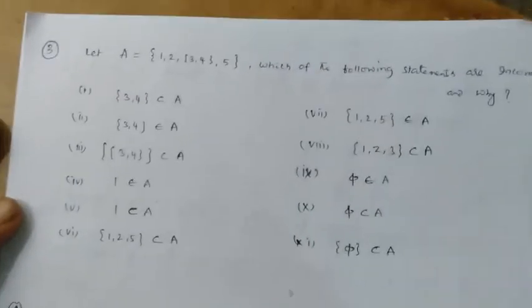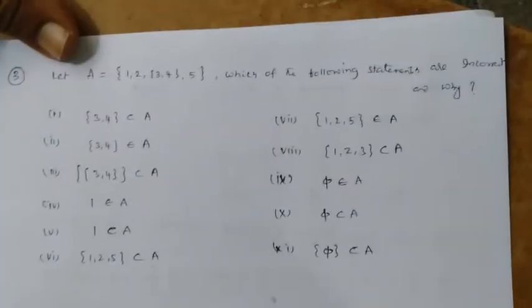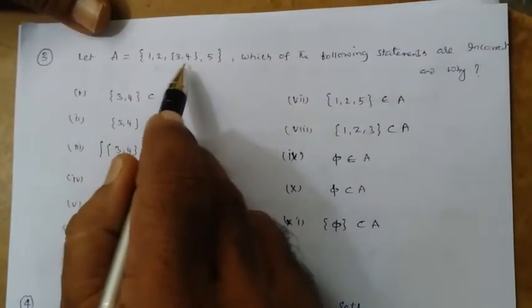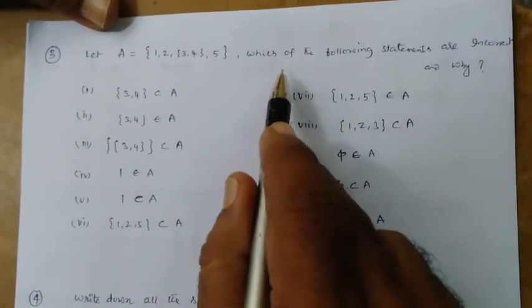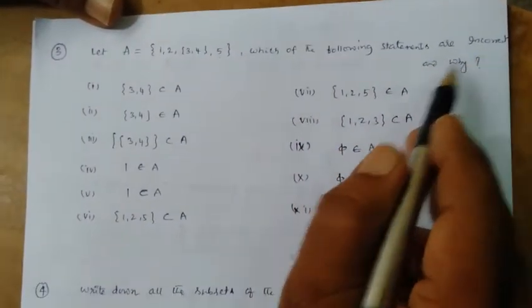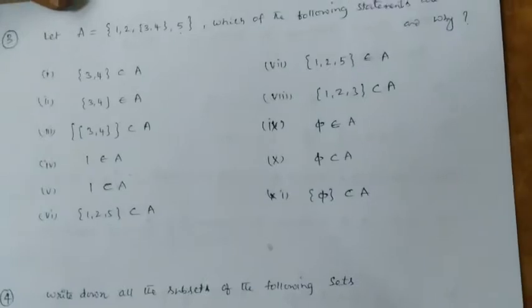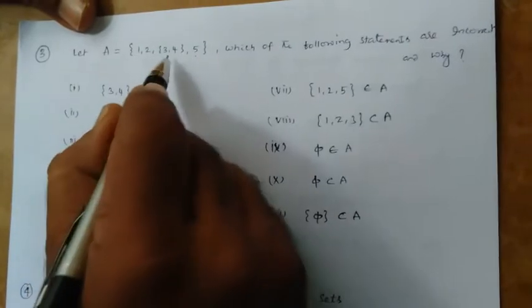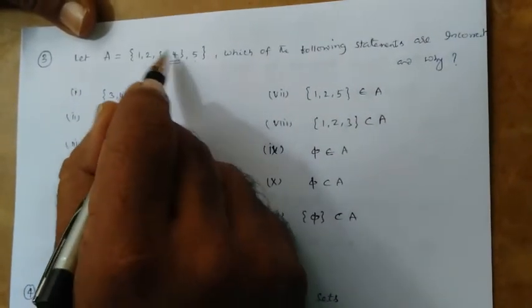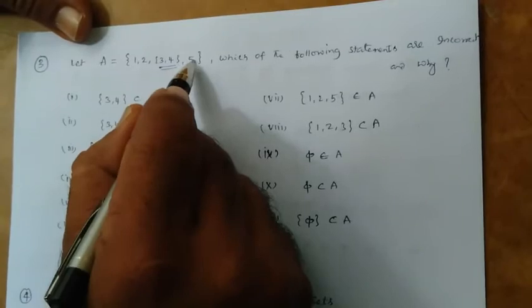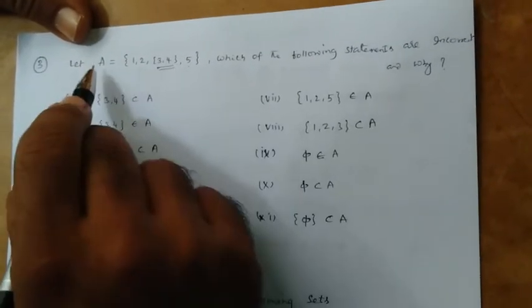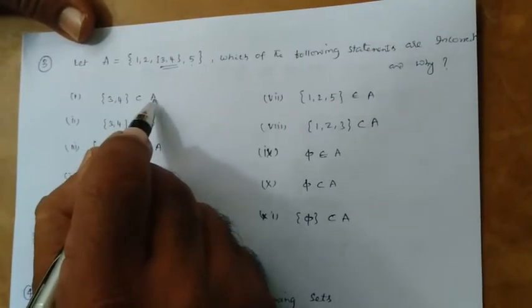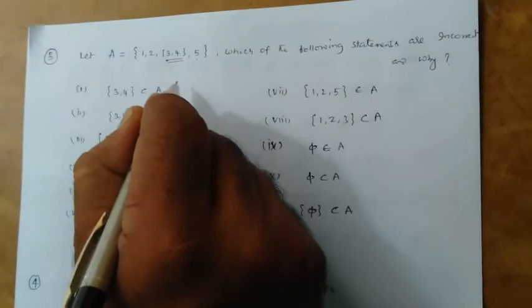Coming to the third problem, here set A is given as a set of elements 1, 2, {3, 4}, and 5. It is one element and 5 is another element. Which of the following statements are incorrect and why? You have to give the reason also for the incorrectness. Here {3, 4} is an element, not just a pair of elements. 1 is an element, 2 is an element, 5 is an element, and the set {3, 4} is also an element of A. Here the statement says {3, 4} is contained in A, so it is an incorrect statement.